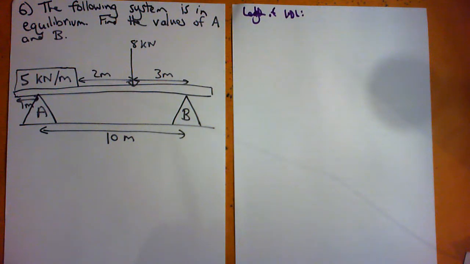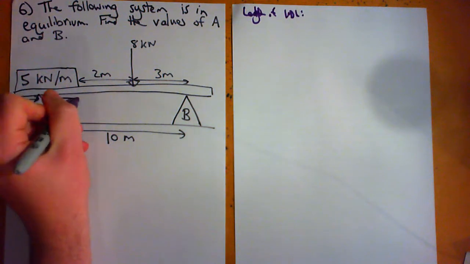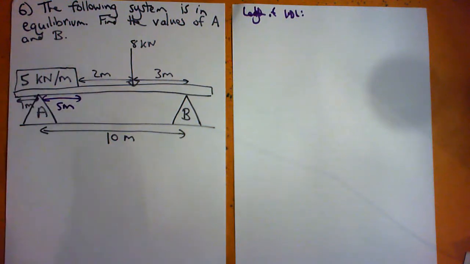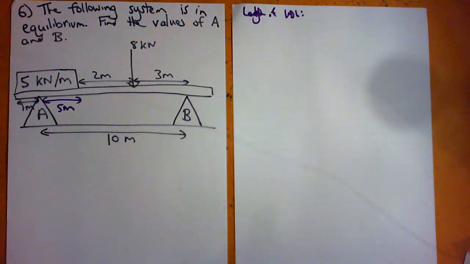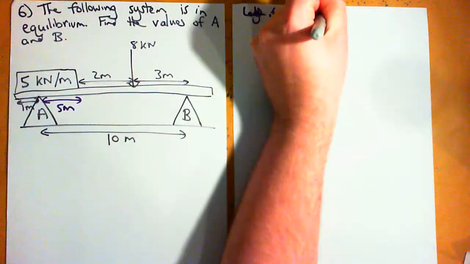We see that there are 10 metres between the two supports, and there are 5 metres between the right hand end of the UDL and B, and therefore this dimension here must be 5 metres. The whole UDL must therefore be 6 metres long.